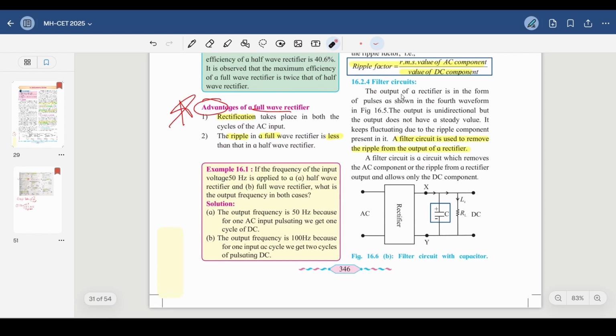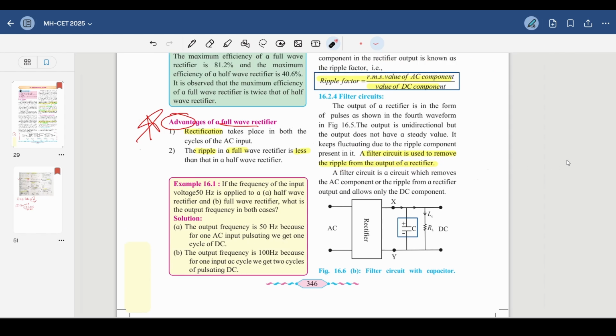Okay, now next we move on to filter circuits. So in case of filter circuits, what's the catch? We are using just a simple capacitor in here. At the output of the rectifier, if I connect a capacitor, it would remove the unwanted AC, that is the ripple. So a filter circuit is used to remove the ripple out of the rectifier.